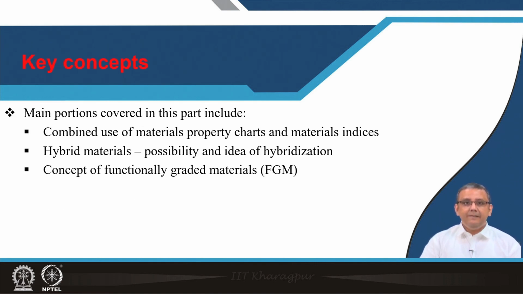In this lecture, we will show the combined use of material property charts and material indices, after a brief discussion on the remaining part of the material index introduced in the last lecture. It will be followed by the introduction of the concept of hybrid materials and the possibility and idea of hybridization, and finally, the lecture will be concluded with the concept of FGM, or functionally graded composite materials.